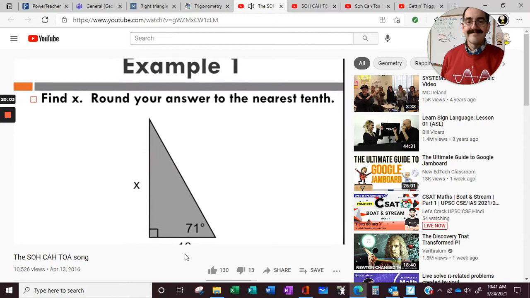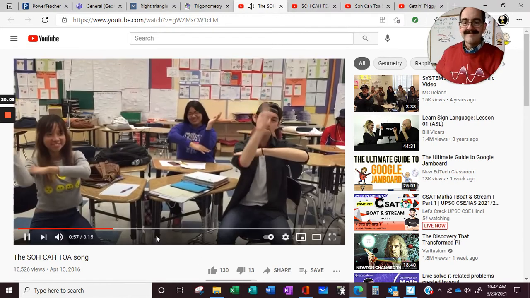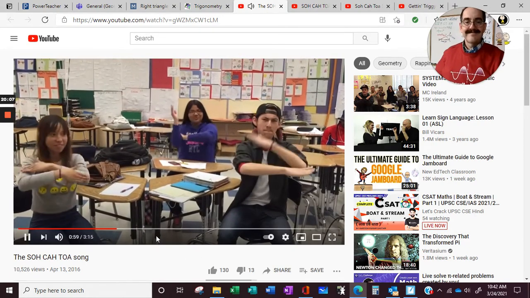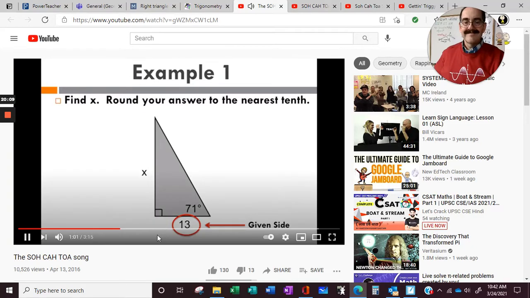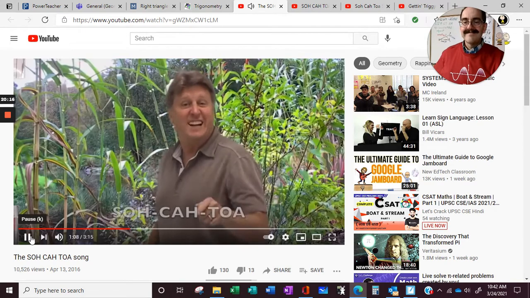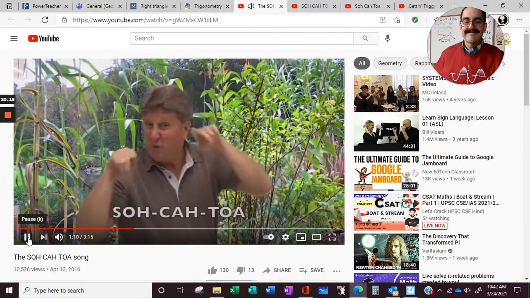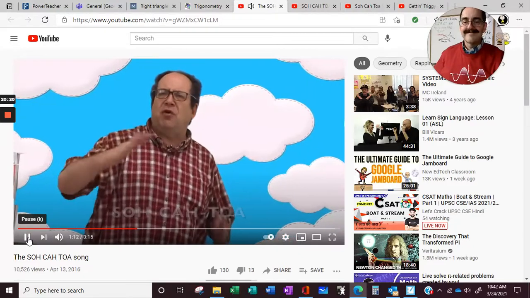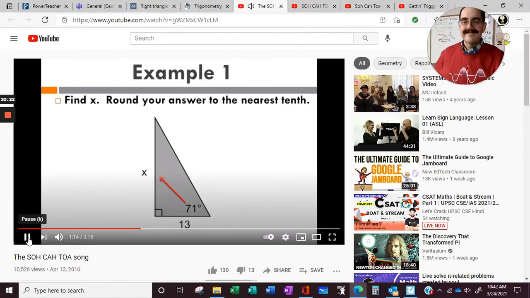Let's look at this right triangle problem. With trigonometry, now we can solve it. Notice that you're only given one side, but you got a couple angles on the inside. SOH CAH TOA. Identify your opposite and adjacent.